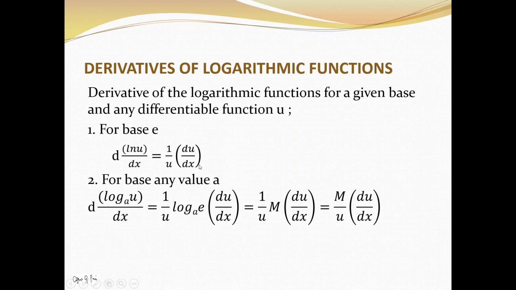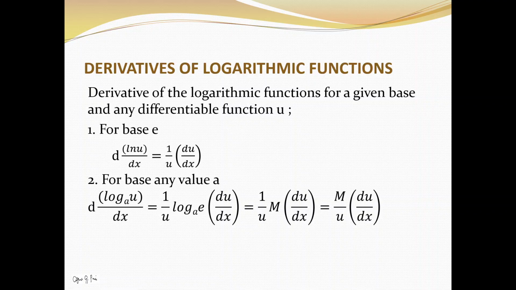Now, if we compare these two, when it comes to the natural logarithmic function, there is no constant value m. So this is simply 1 over u multiplied by the derivative of u with respect to x. For the common logarithmic function, there is a constant value m, which is equal to log of e to the base a. So this is simply m over u multiplied by the derivative of that function u with respect to x.